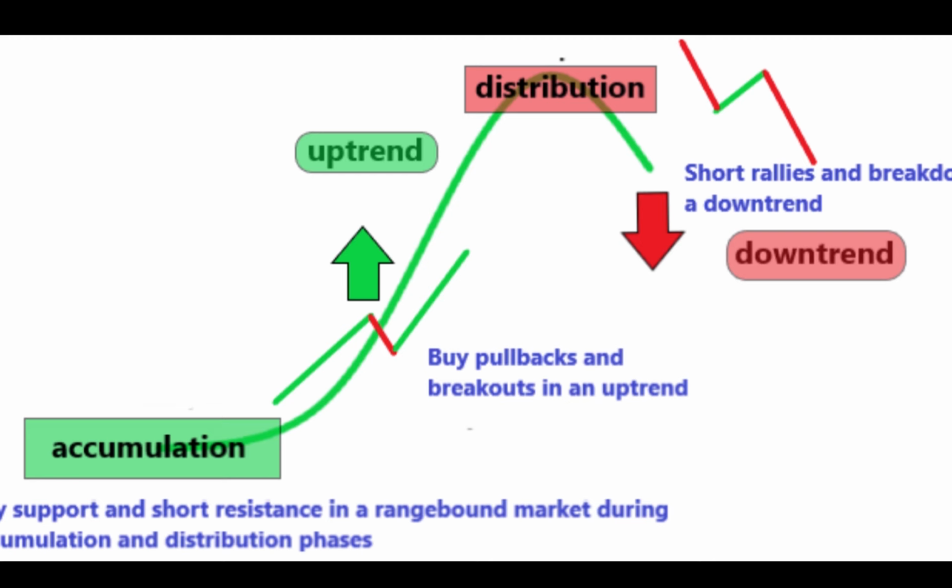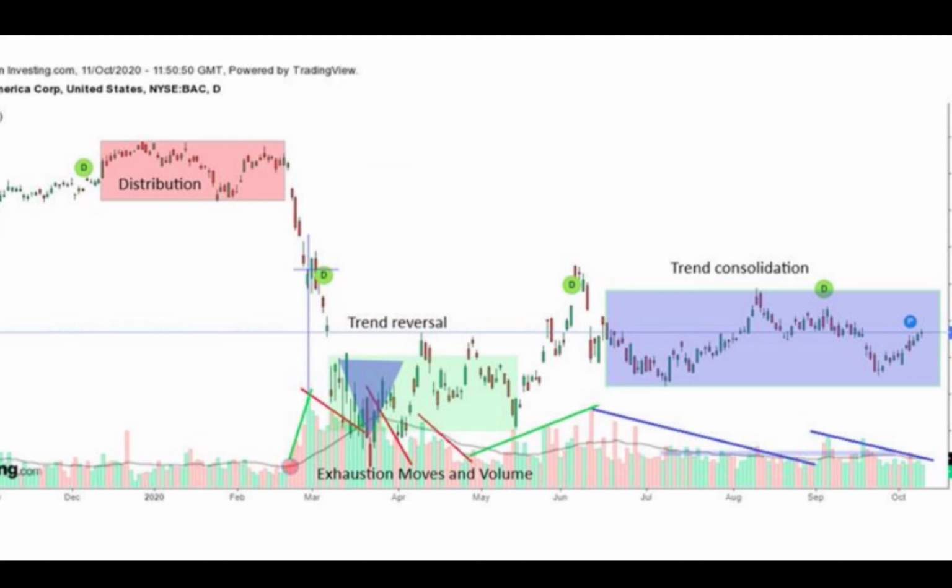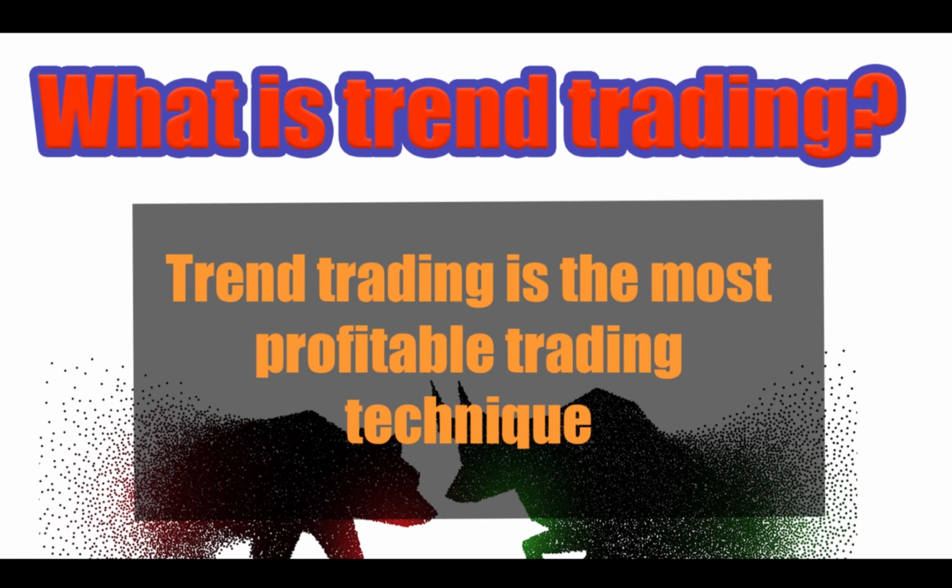It is important to know what phase of the market you are trading is in to understand the best strategy to use. Basic trading strategies: buy support and short resistance in a range-bound market during accumulation and distribution phases. Buy pullbacks and breakouts in an uptrend, short rallies and breakdowns in a downtrend.